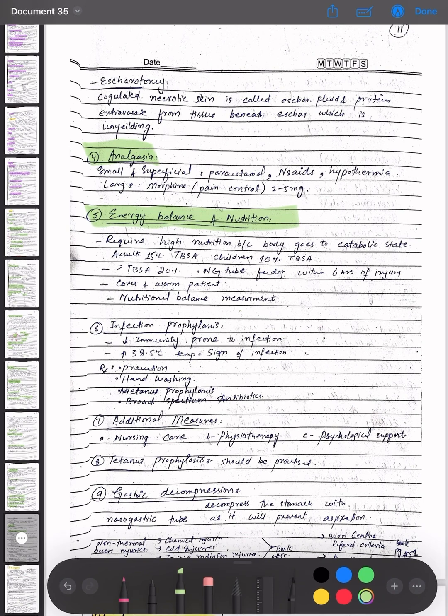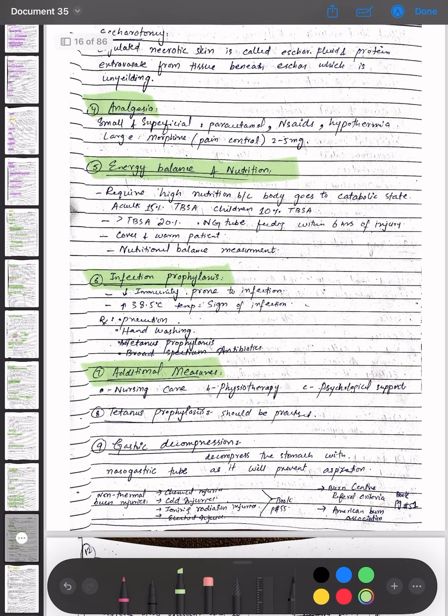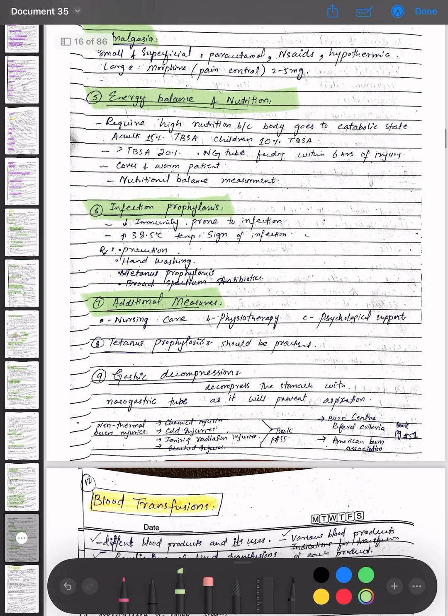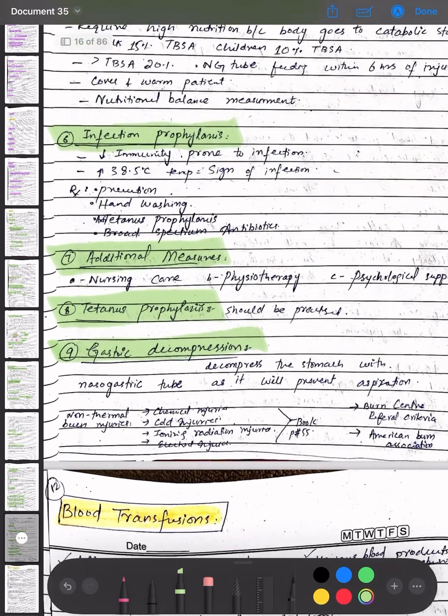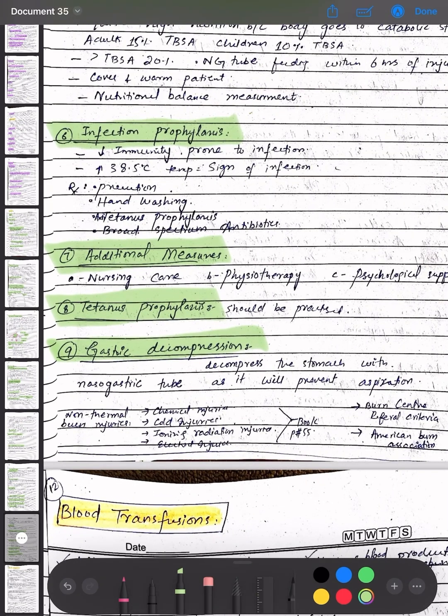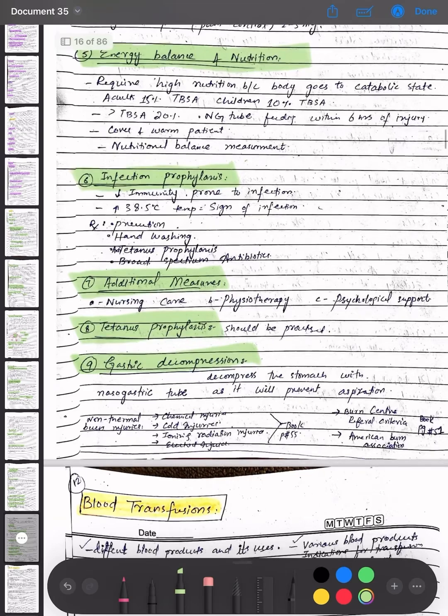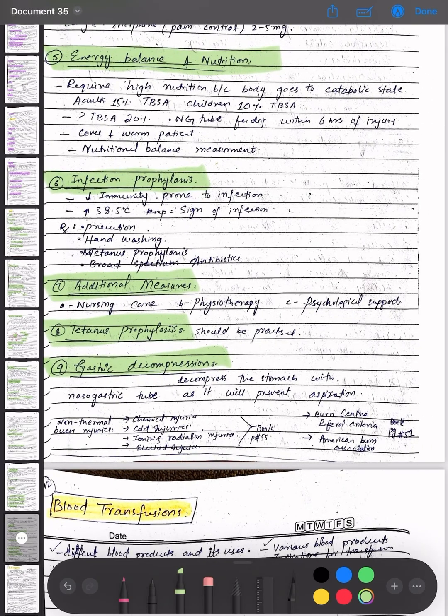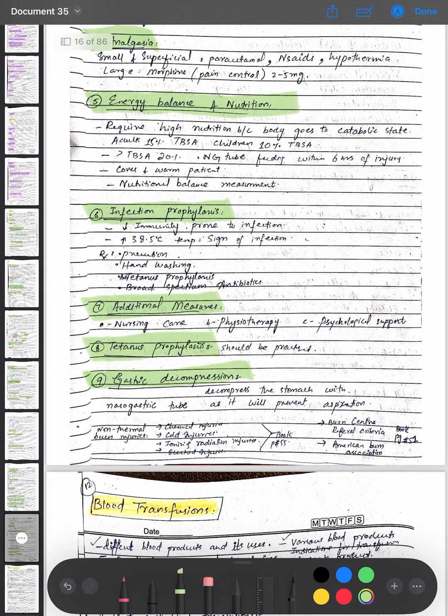So what is the treatment? Prevention, hand washing, tetanus prophylaxis, and broad spectrum antibiotics are given for infection prophylaxis. Additional measures are nursing care, physiotherapy, and psychological support. Number 8: tetanus prophylaxis should be practiced, and gastric decompression is done. Decompress the stomach with a nasogastric tube as it will prevent aspiration. Non-thermal burn injuries are chemical injuries, cold injuries, ionizing radiation injuries, and electrical injuries, which are present in the book, along with Burn Center Referral Criteria and the American Burn Association. These are some of the topics discussed in the burn chapter, but they are not that important. If you want to read them, they are present in the book.